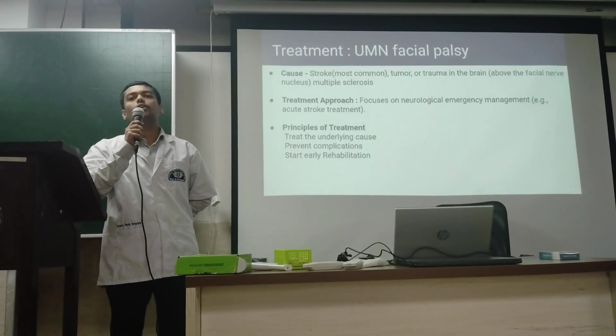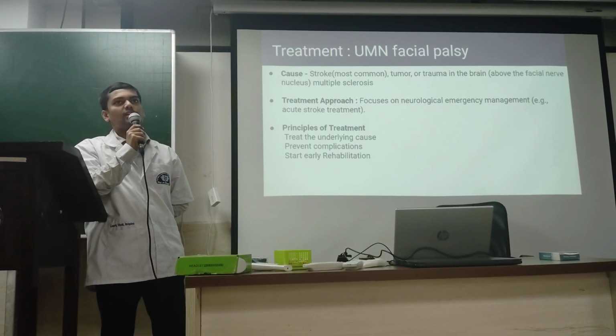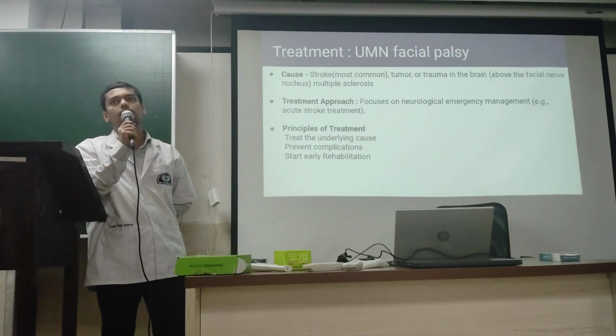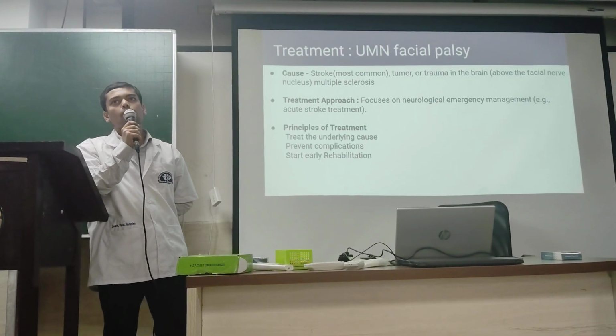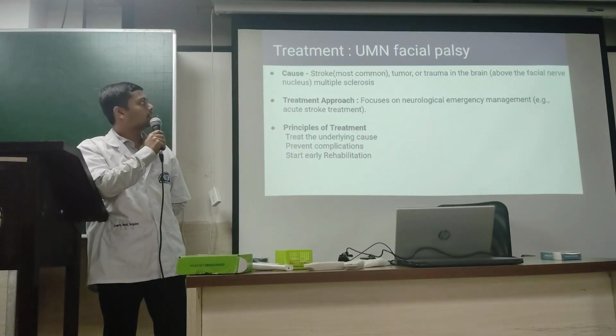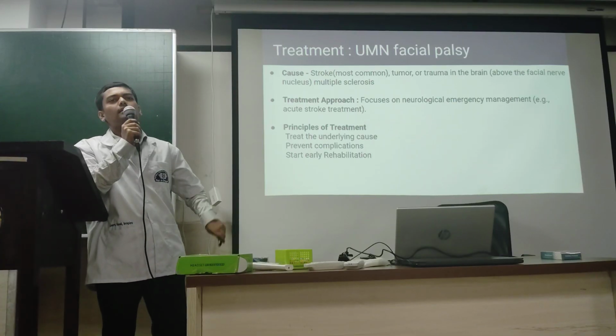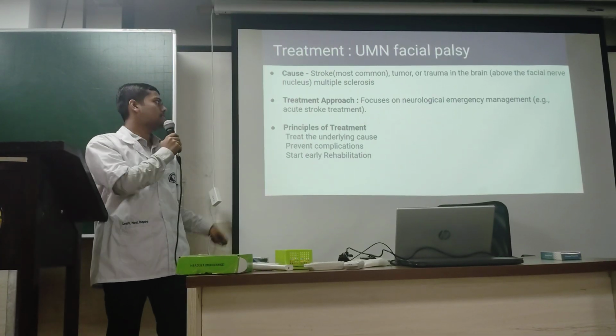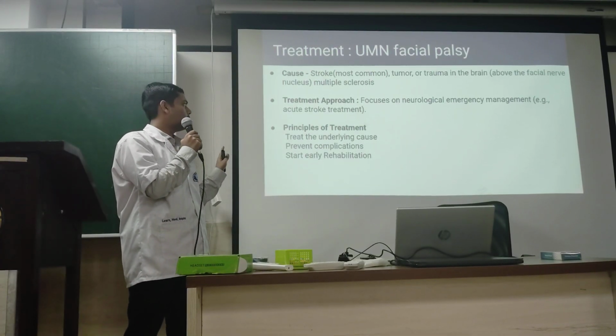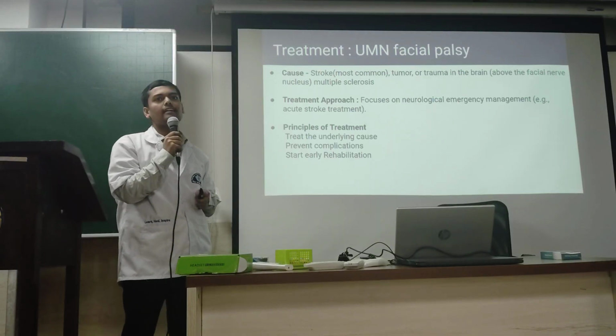Next is the treatment of upper motor neuron facial palsy. The major cause, we know, is stroke. It can also be due to trauma or tumor. What is main in the treatment? First, treat the underlying cause, prevent complications, and start early rehabilitation.